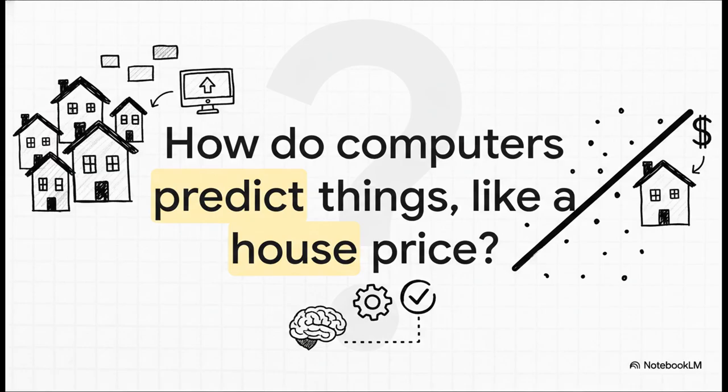It really all boils down to a pretty simple question. Can we feed a machine a ton of information, say about houses, and then have it make a really smart guess about the price of a house it's never ever seen before? Well, the answer is a big yes, and you might be surprised at how intuitive the method actually is.